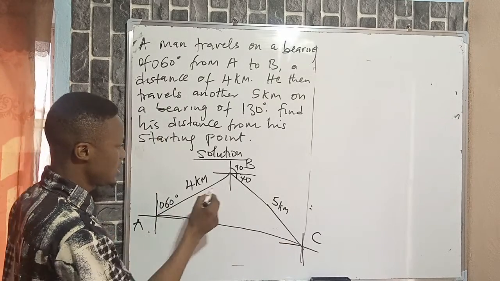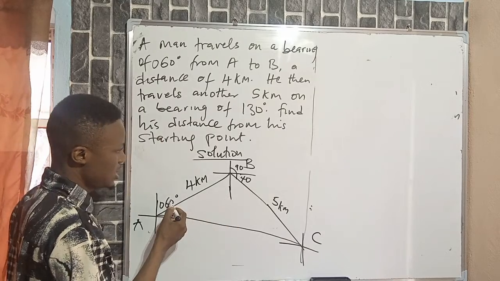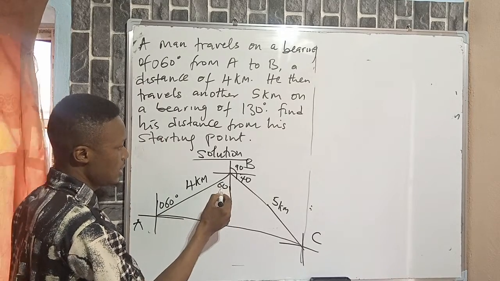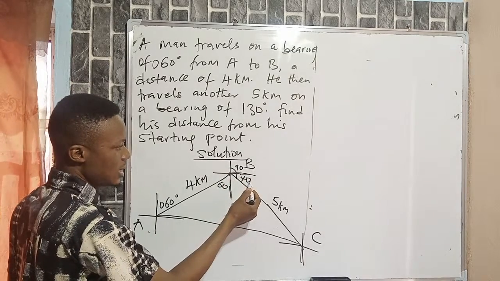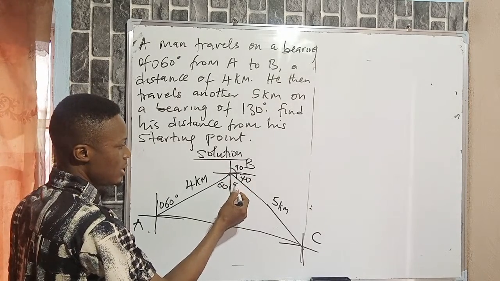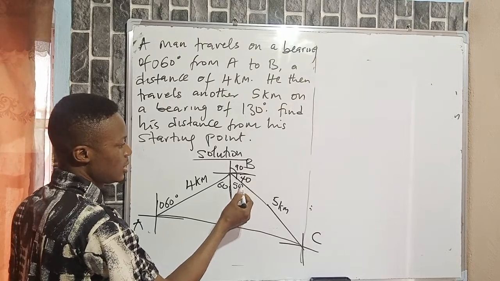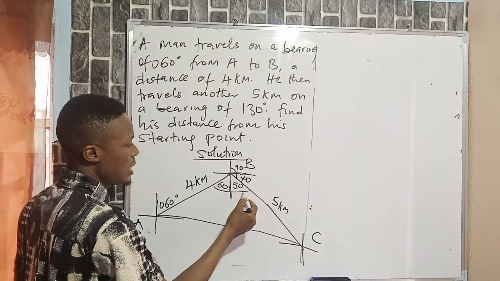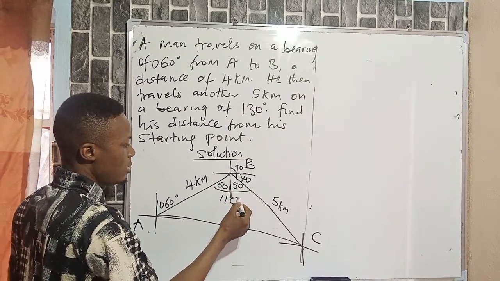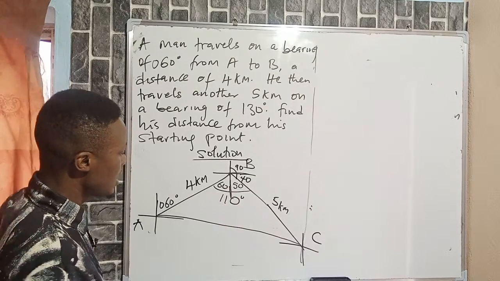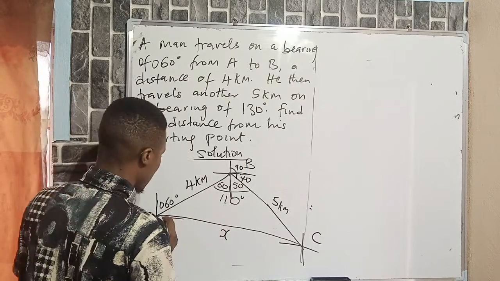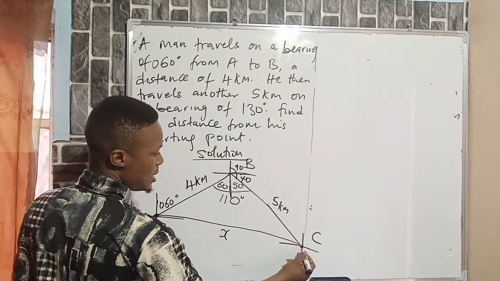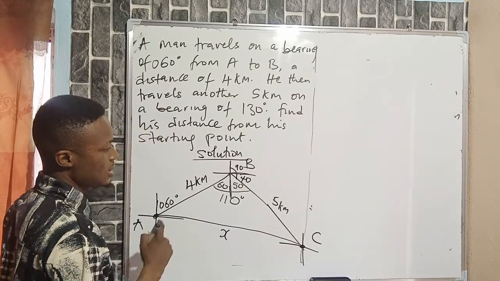Remember, if here is 60 degrees, automatically here is 60. Then this is a quadrant of 90 degrees, and this one is taking 40. Therefore, here we'll be left with 50, because 40 plus 50 is 90. So the total angle here will now be 110 degrees. And we are looking for this distance, the distance from his starting point. Look at where he started and look at where he is now. So the distance is x.